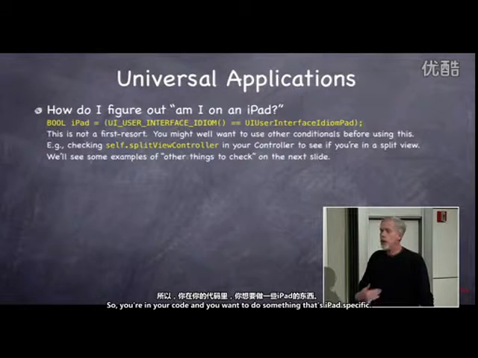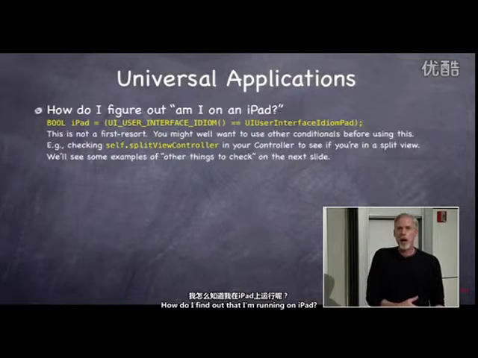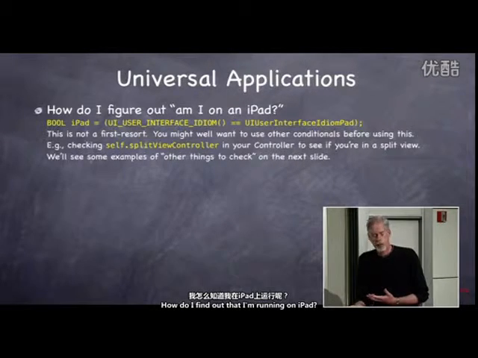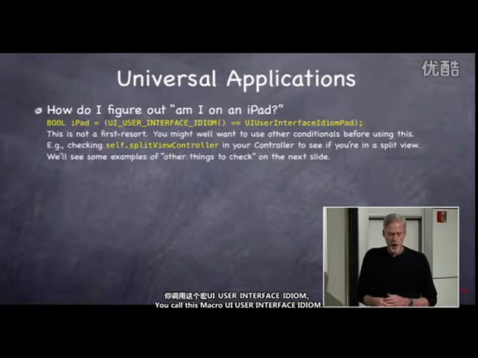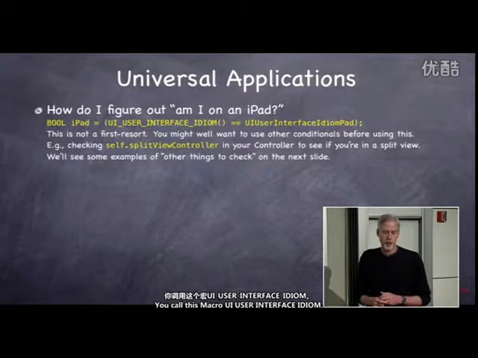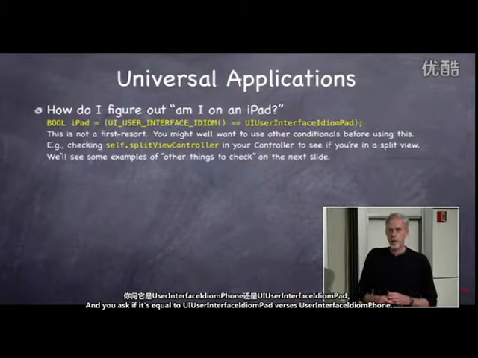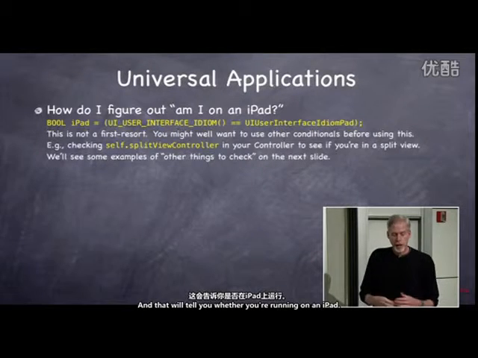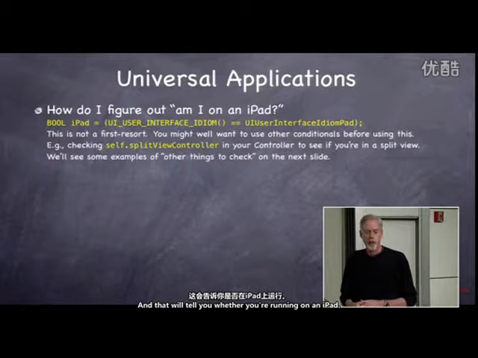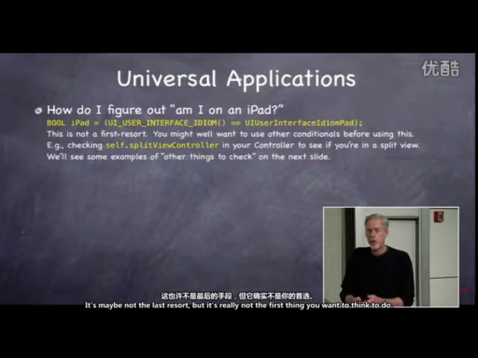So you're in your code, and you want to do something that's iPad specific. How do I find out that I'm running on an iPad? So here's the magic, how to do that. You call this macro UI_USER_INTERFACE_IDIOM, and you ask if it's equal to UIUserInterfaceIdiomPad versus UIUserInterfaceIdiomPhone. And that'll tell you whether you're running on an iPad. Now, this is not a first resort. It's maybe not the last resort, but it's really not the first thing you want to think to do.